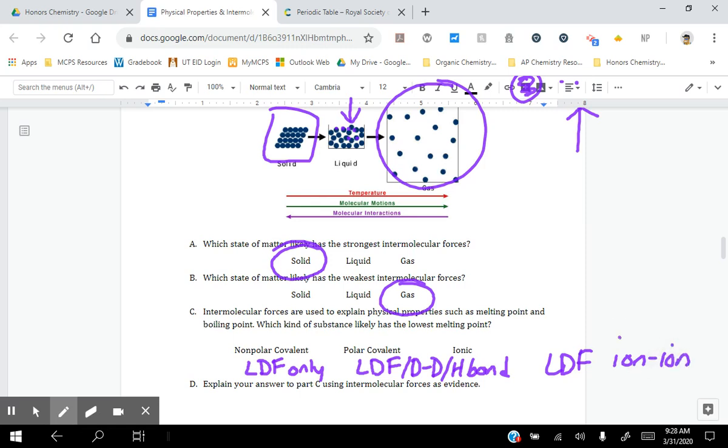So we know ion-ion is one of the strongest, so those would have relatively high melting points. Dipole-dipole and H bonds are much stronger than LDF only, so those would also have higher melting points. The lowest melting point would belong to nonpolar covalent compounds because they have dispersion forces only.